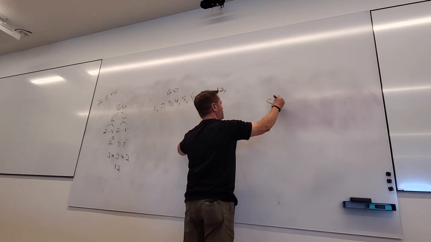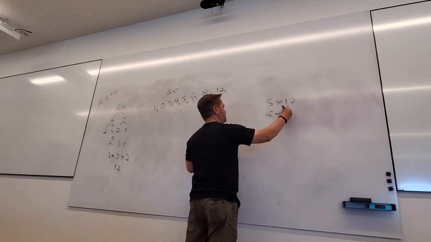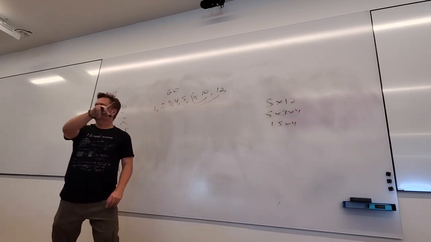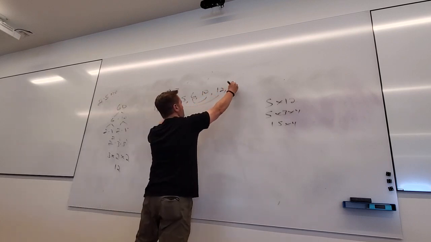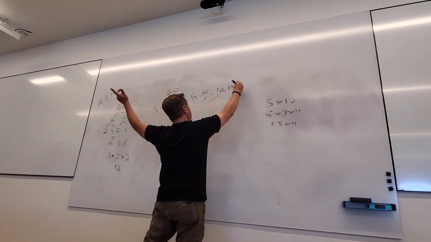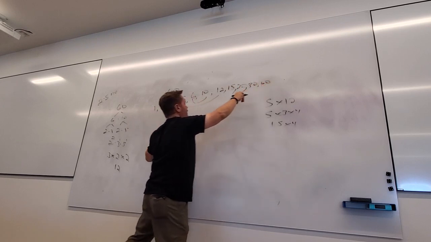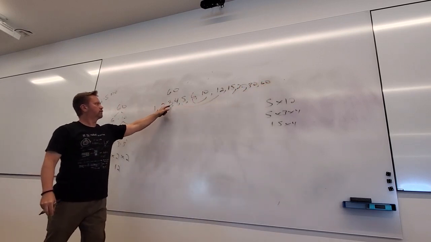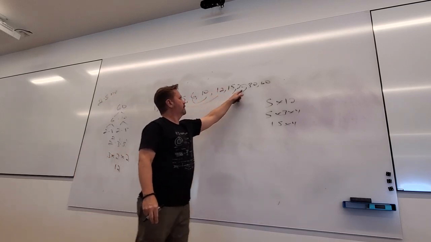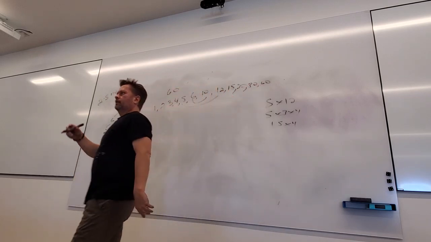So it's 5 times 12, which is 5 times 3 times 4, which is 15 times 4. Yes? So 4 times 15, 3 times 20, 2 times 30, 1 times 60. How do I know I didn't miss any? Because it's 1, 2, 3, 4, 5, 6, 7, 8, 9, 10, 11, 12.